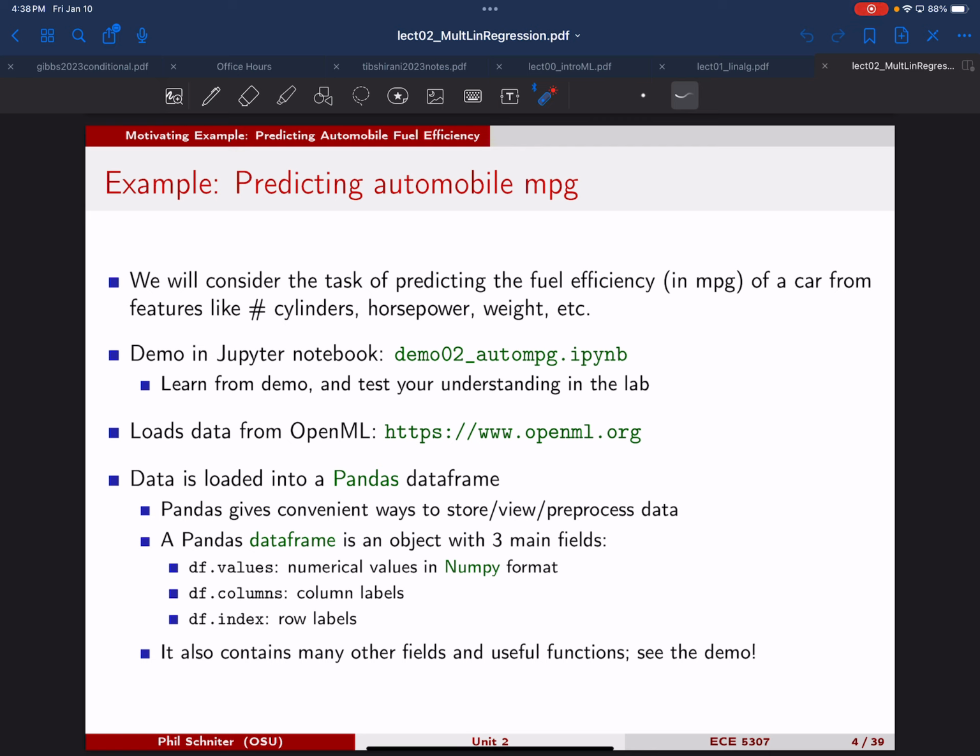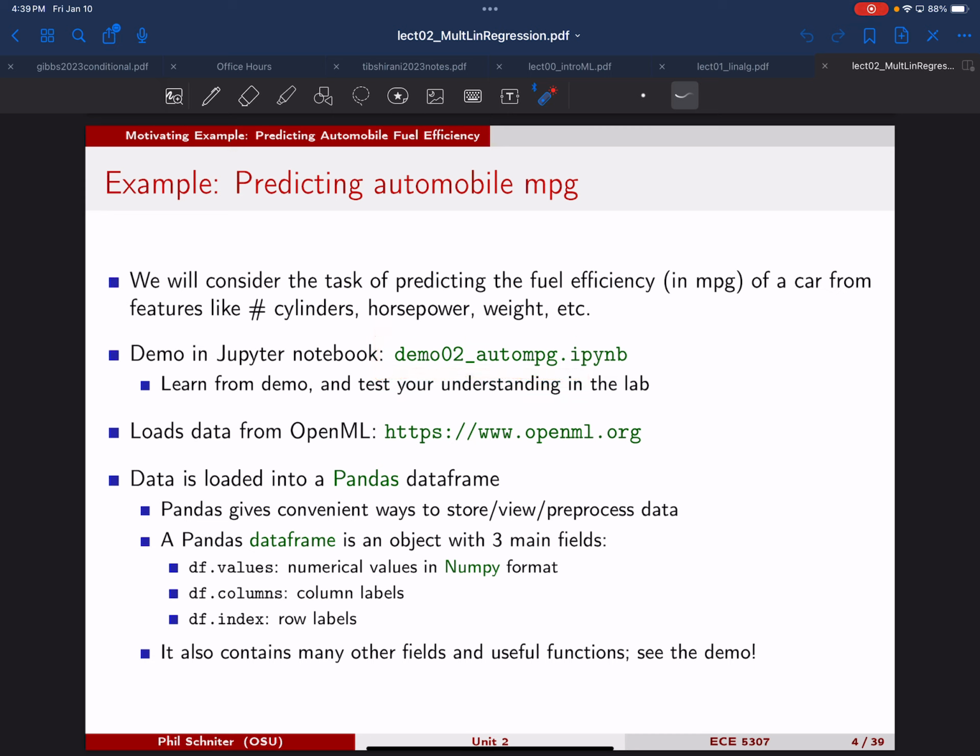We're given data on aspects of different vehicles, like the number of cylinders in their engines, horsepower, weight, and so on. And we're also told what is the fuel efficiency for that particular car. And if we've seen a lot of examples of these, maybe we can learn how to predict fuel efficiency for some new car just knowing this information. So that's the high-level goal. The Python code is in this demo too, AutoMPG.